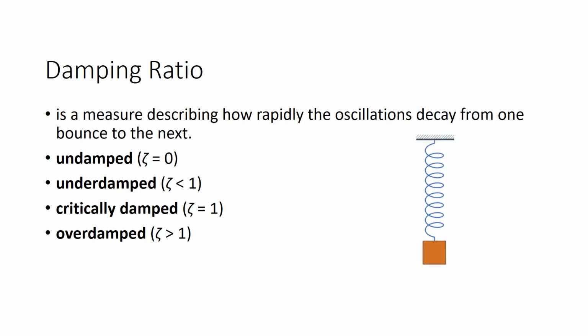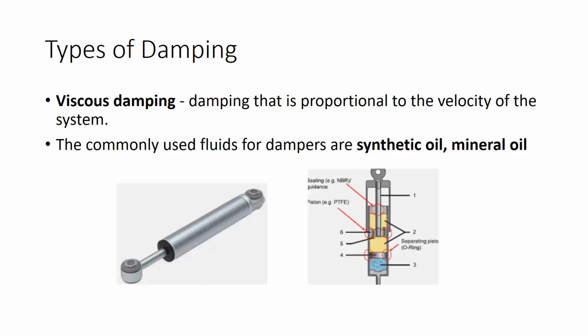For the types of damping, the first one is viscous damping. This is damping that is proportional to the velocity of the system. The faster the mass is moving, the more damping force is resisting that motion. Fluids like air or water generate viscous drag forces. Oil is the most common substance used for viscous damping. The commonly used fluids for dampers are synthetic oil or mineral oil.